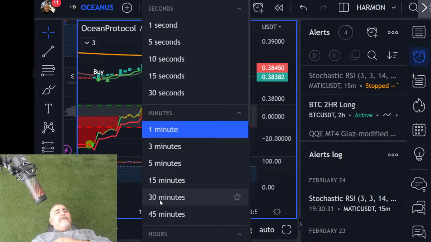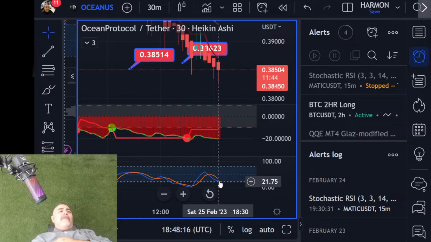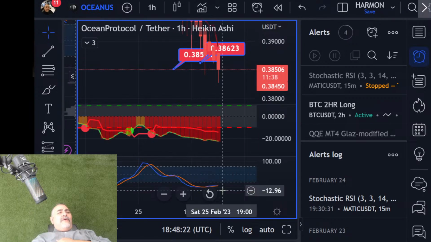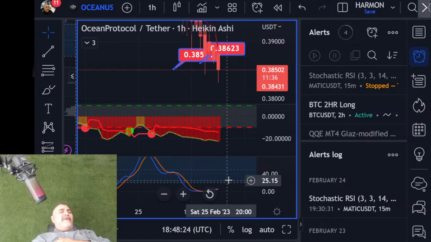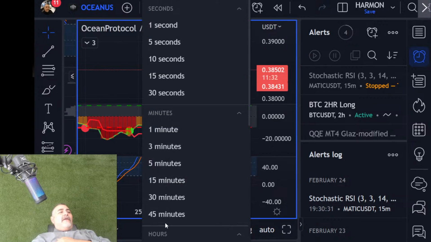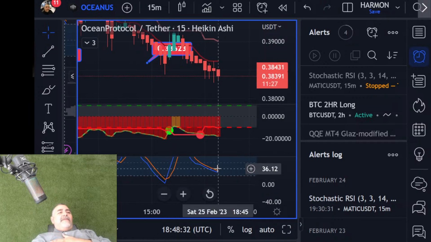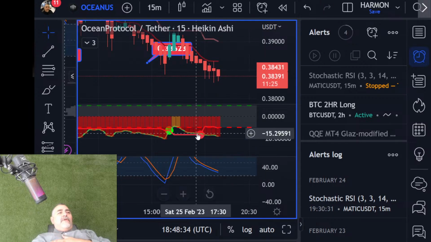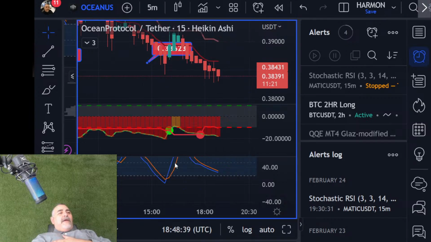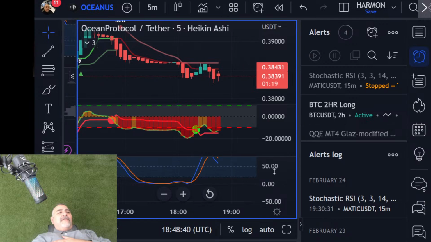Let me take a look at my 30-minute RSI. Oh, the RSI in the 30 minutes is starting to bend sideways. Oh, the 1 hour is starting to go up. Oh, this sucks. Oh, no, it's going down. Perfect. All right, 1 hour. 15 minutes still going down. Come on now. 5 minute RSI is coming down.